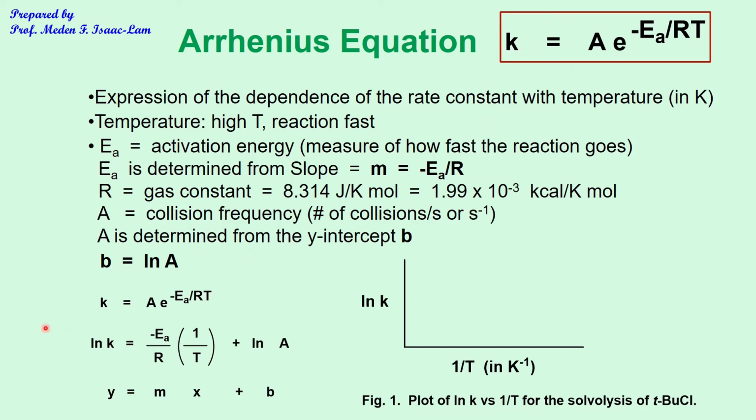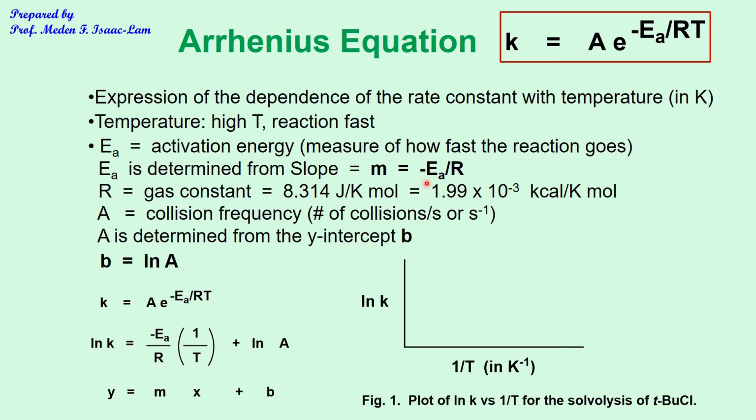This equation, if you take ln K, is going to be equal to the exponent, negative EA over R times 1 over T, plus ln A. If you plot ln K in the y-axis versus 1 over T or 1 over K in the x-axis, so y versus x, ln k versus 1 over T, you will get a straight line coming from the trend line in Excel. So the equation of the straight line will give you the slope and the y-intercept. The slope is going to be equal to negative EA over R.